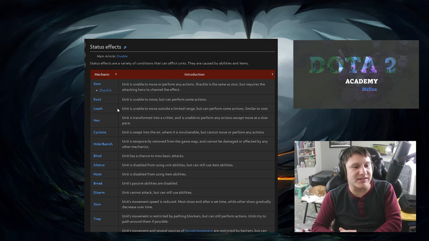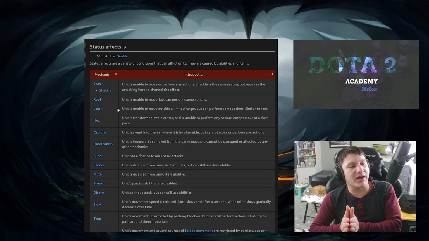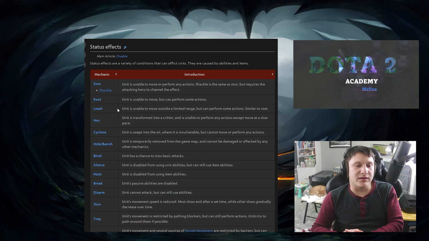Next is Blind. A unit has a chance to miss basic attacks. In general, these are actually pretty high, but the type of blind will identify what that percentage is, and it could change based off levels of certain characters.